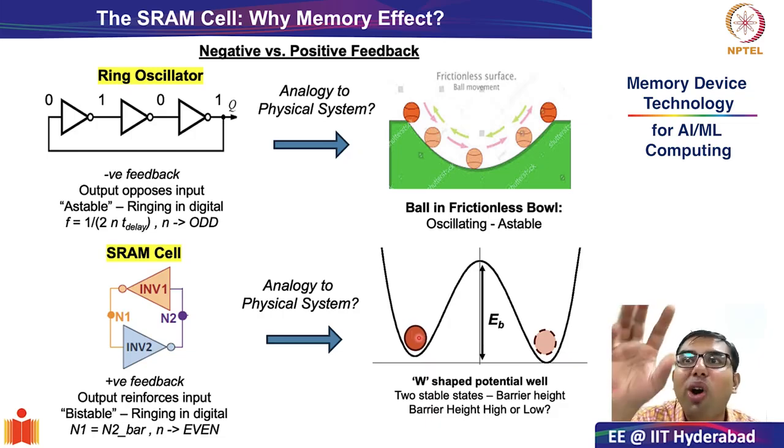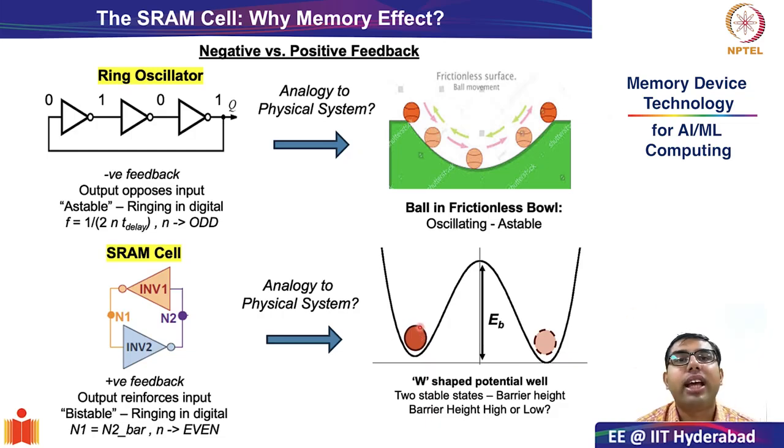Suppose I release a ball inside this W-shaped potential barrier, the ball can be in two stable states. Either it can be in position 0 or it can be in position 1. Since it is "or", not "and", I have indicated this with dotted lines, right? Either the ball can be in this pocket or in this pocket, just similar to our SRAM cell nodes N1 and N2.